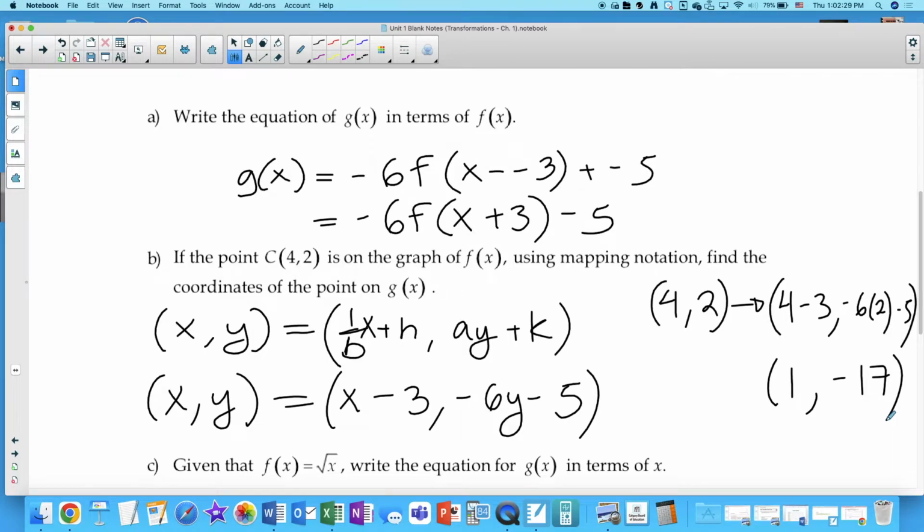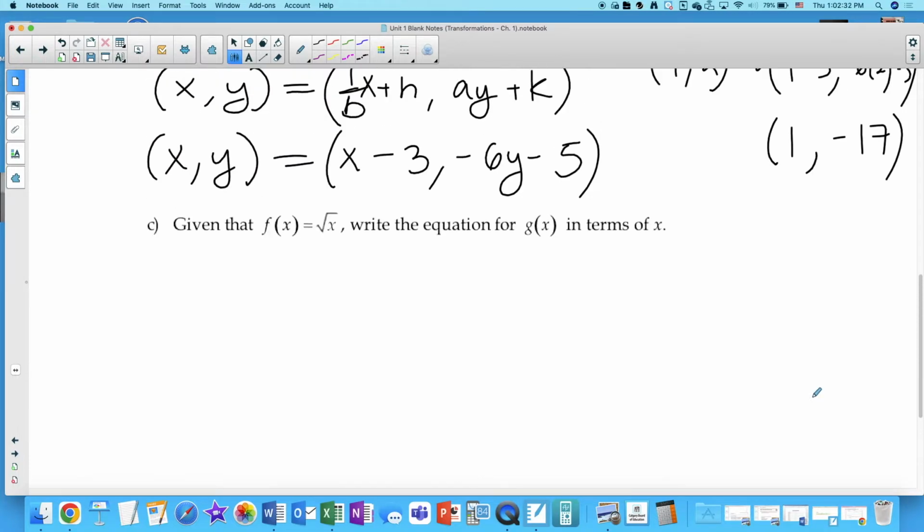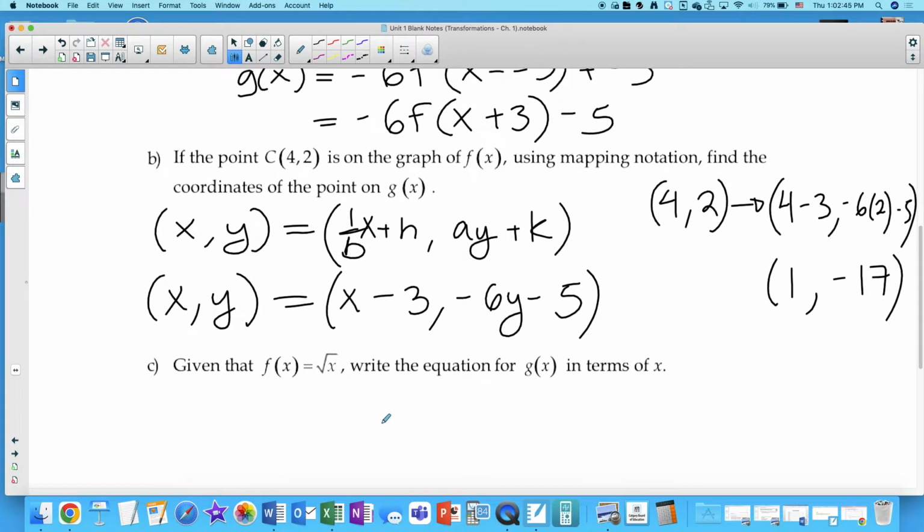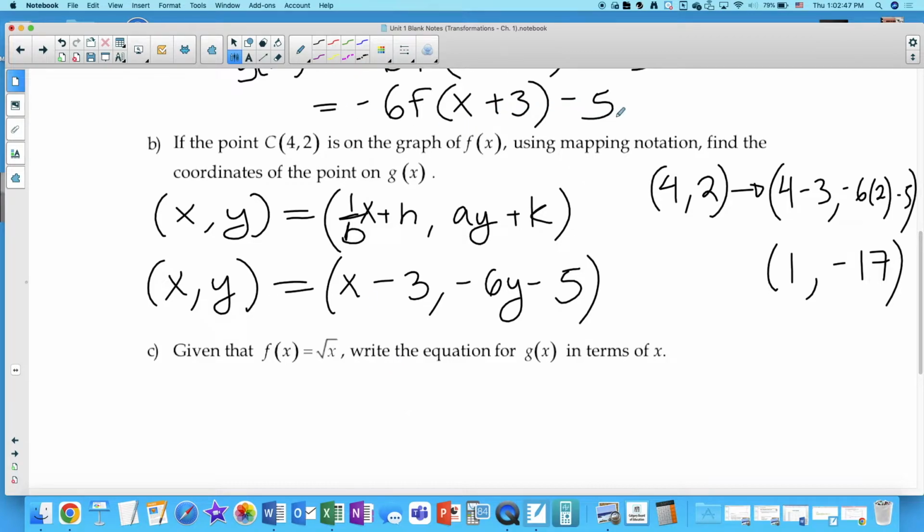Okay, and then finally, if we're given the defined function f of x equals the square root of x, how would we write out the equation for g of x? So I want to kind of have this up there at the same time.